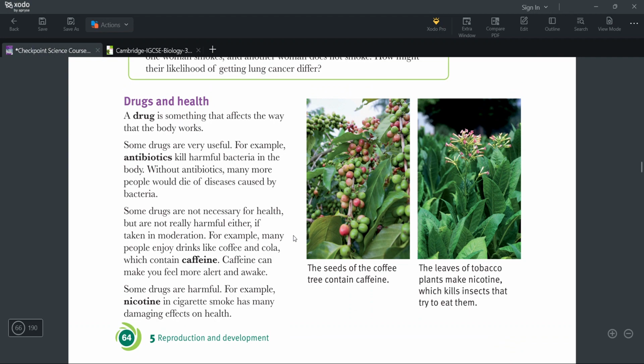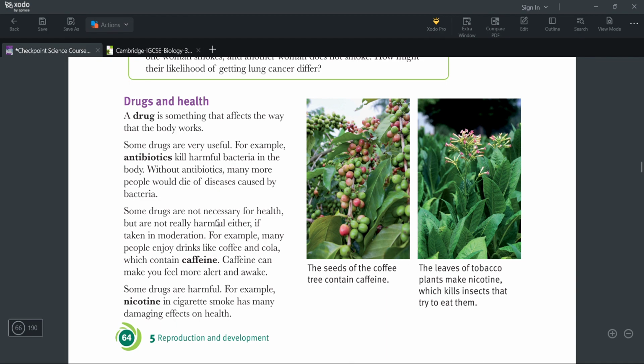A drug is something that affects the way that your body works, which is a very broad definition of what a drug is, but yeah, anything that chemically alters your body is considered a drug. Some drugs are very useful, for example antibiotics, which kill harmful bacteria in the body. Without antibiotics, many more people would die of diseases caused by bacteria, which we have discussed in a previous chapter. Sorry, I'm thinking about the older kids. They've just done a chapter on antibiotics.